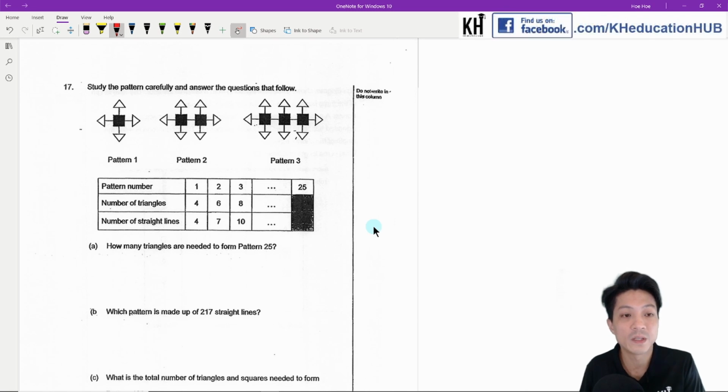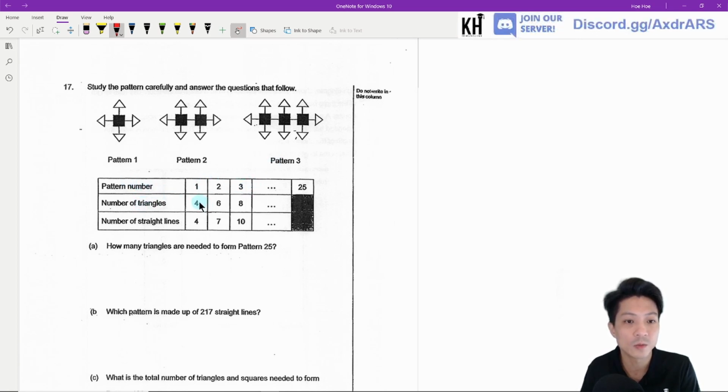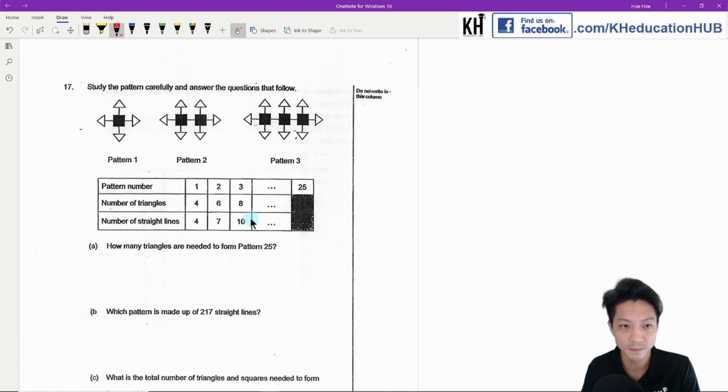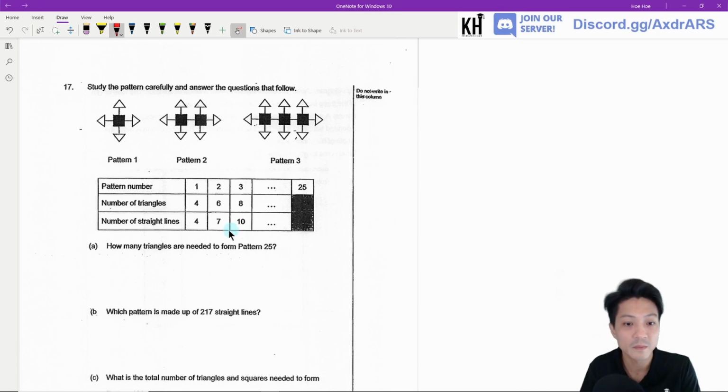Okay, question 17. Study the pattern carefully and answer the questions that follow. For pattern number 1 to 3, the number of triangles will be 4, 6, 8. So you can see that it is plus 2, plus 2. For the number of straight lines, it will be 4, 7, and 10. So it is always plus 3, plus 3.